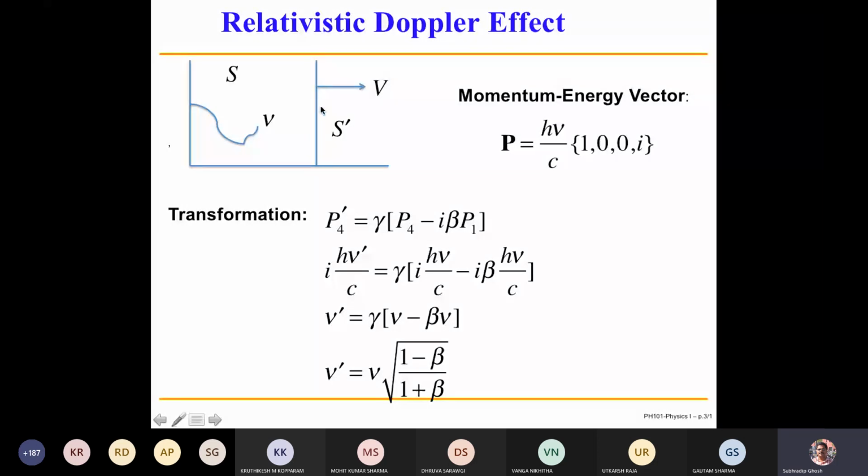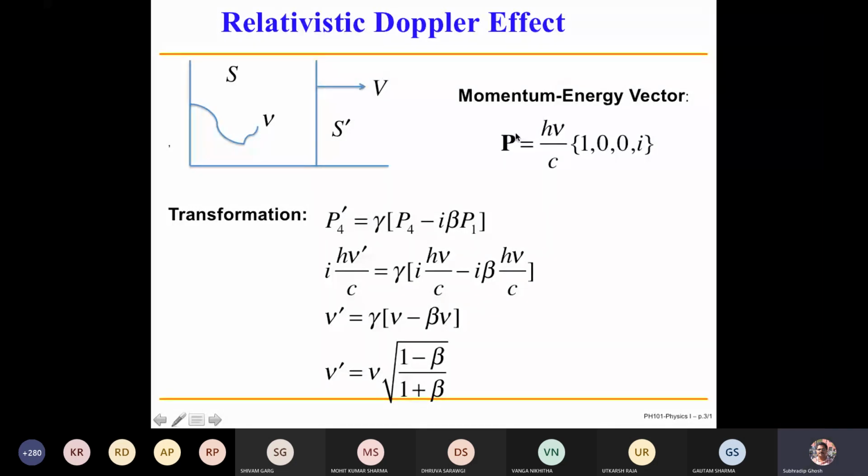We have two frames once again, S and S prime. S prime, suppose, is moving in the positive x direction with a velocity v. And from S, I send a light pulse of frequency nu. And I want to calculate the frequency that is being observed by the observer in the S prime frame, which is moving away from S with a velocity v.